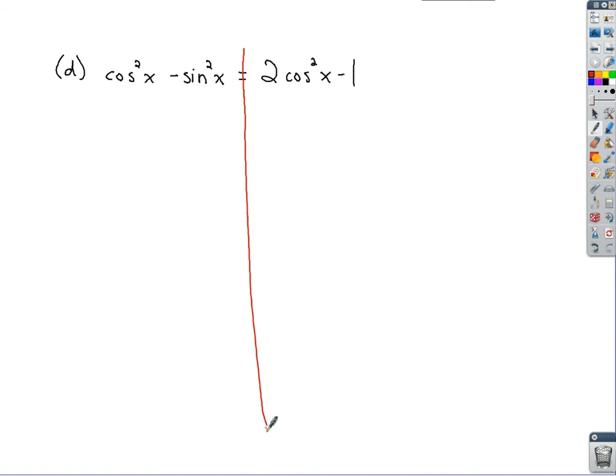this is a problem where I might, if I'm working with the left side, take a peek at the right and try to see where I'm going. I'm trying to turn this into something that only has cosine in it.